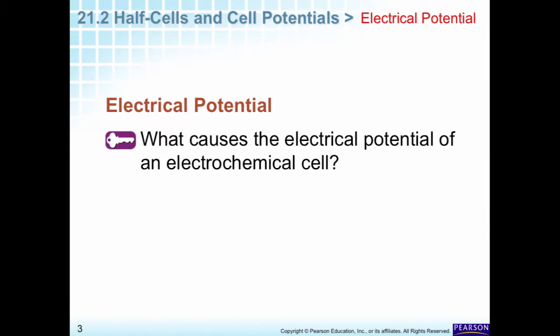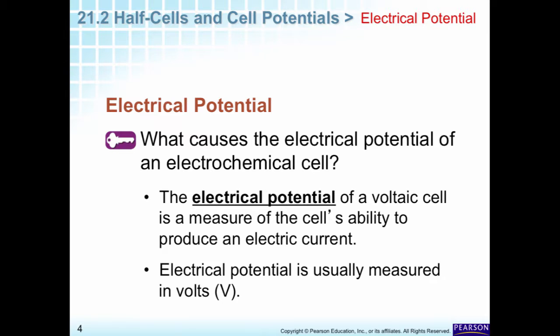Okay, what is this potential that's caused in an electrochemical cell? Where does it come from? So this potential is the ability of it to produce a current. So if we look right here, we see that that's the most important part. We want to get electric current from our voltaic cell, and we need to somehow figure out what that potential is, and we're going to figure that out in volts.